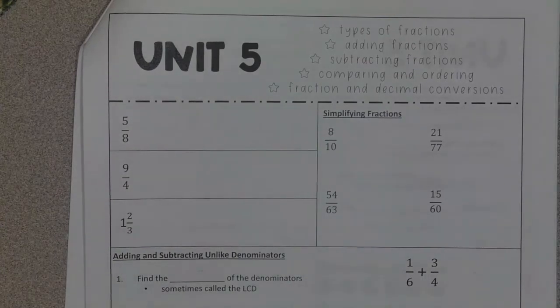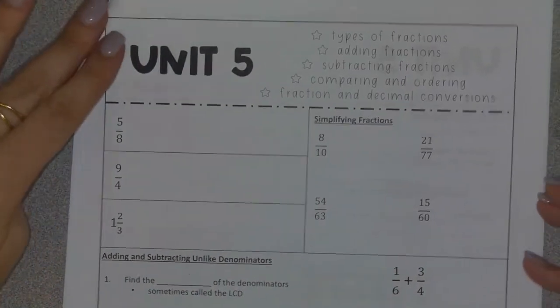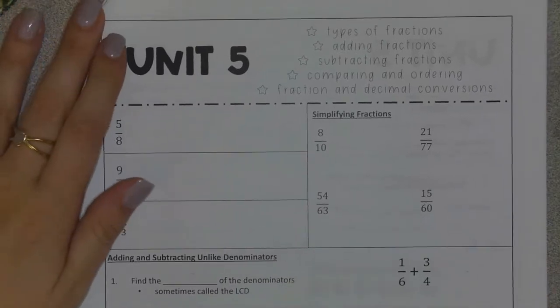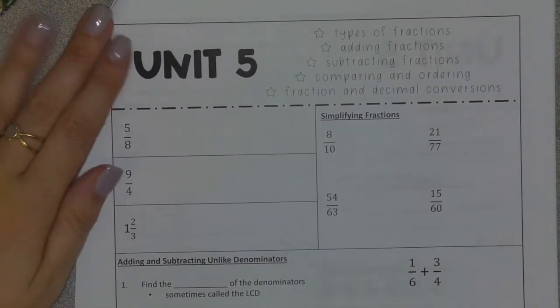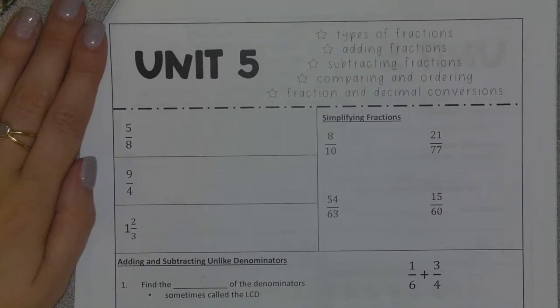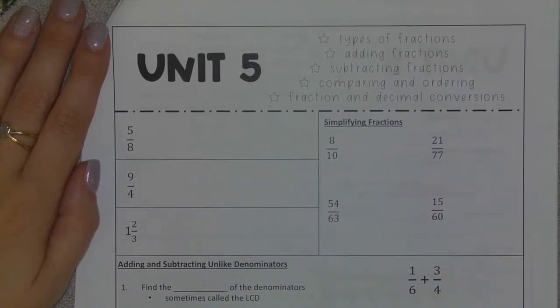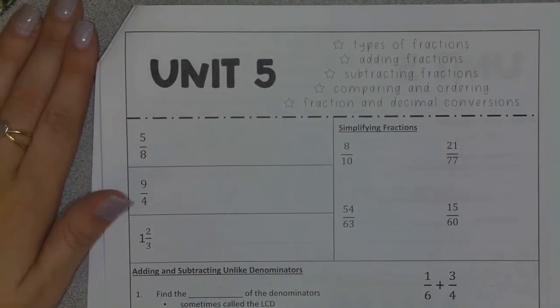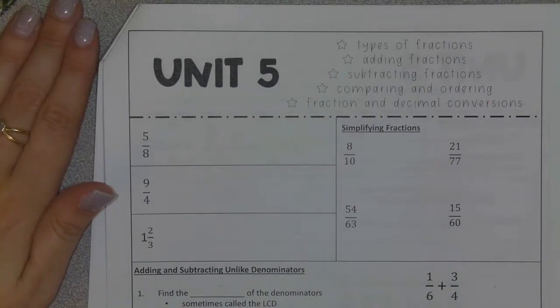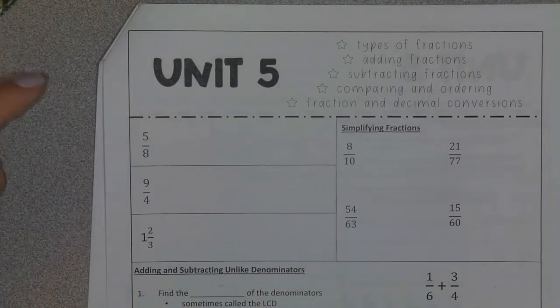Okay, here we go. Unit 5 of our SparkNotes for the first semester. So, Unit 5 is where we started talking about just all of our different types of fractions that we see, how we add, how we subtract, how we compare, and how we order those fractions, and then how we convert between a fraction and a decimal.